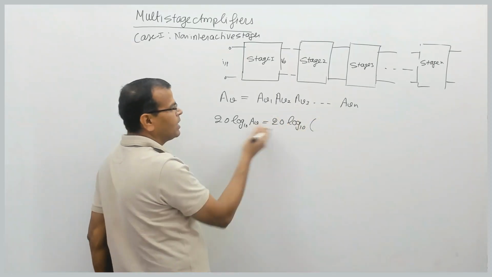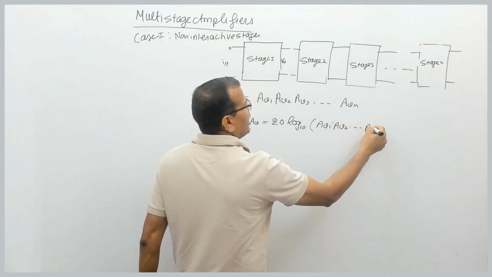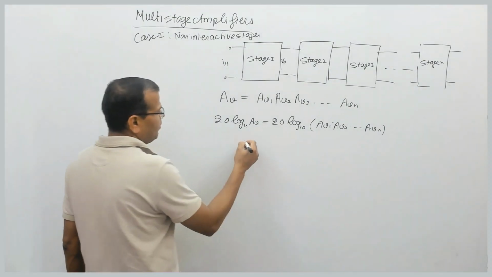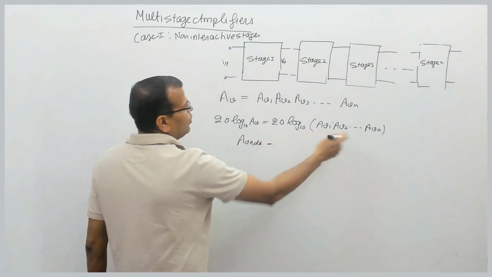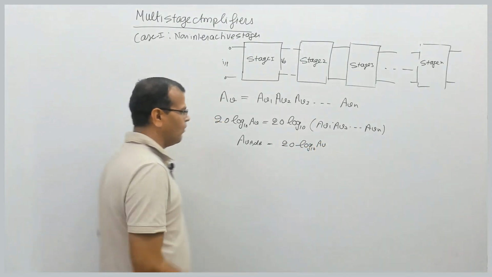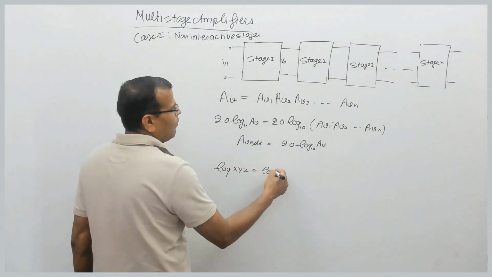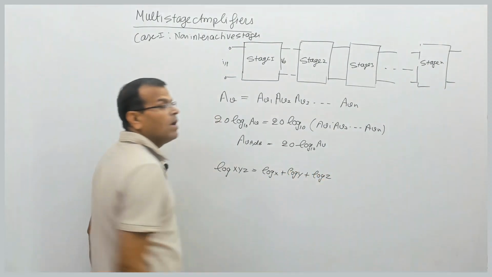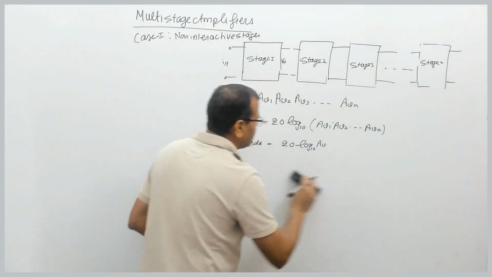Take log on both sides, multiply by 20 on both sides. So this will be AV1, AV2, and so on, AVn. And you know the log of a multiplication. So AV in decibels is equal to, simply, the log of what? When you take the log of a product, log of xyz, if you remember, is log of x plus log of y plus log of z. I hope you know the property of logarithms. So if you know the property of log, in that case, what do we do?